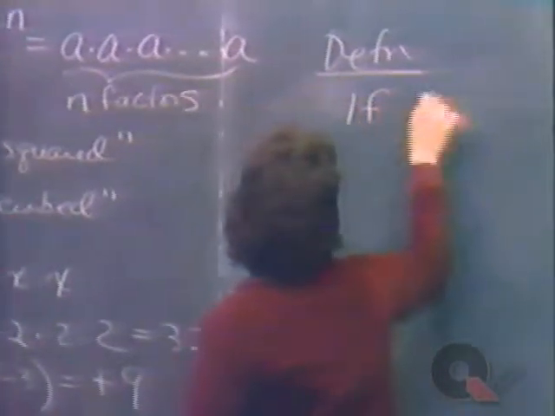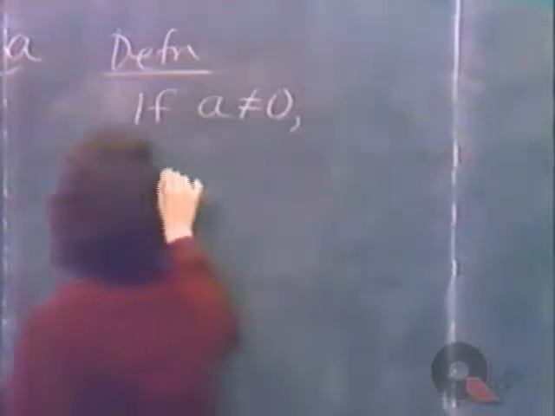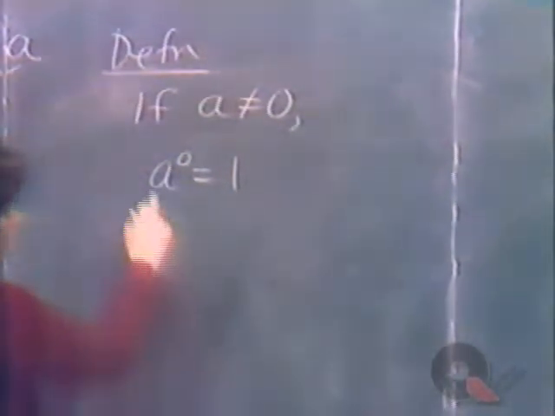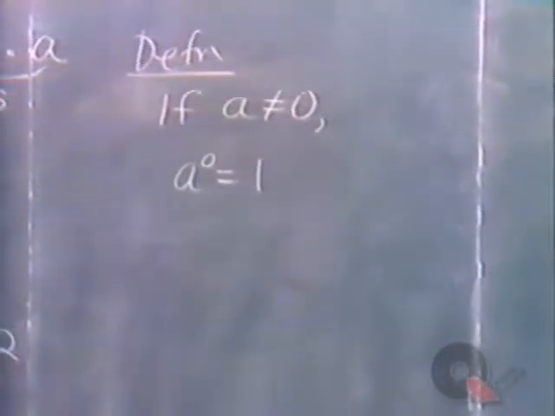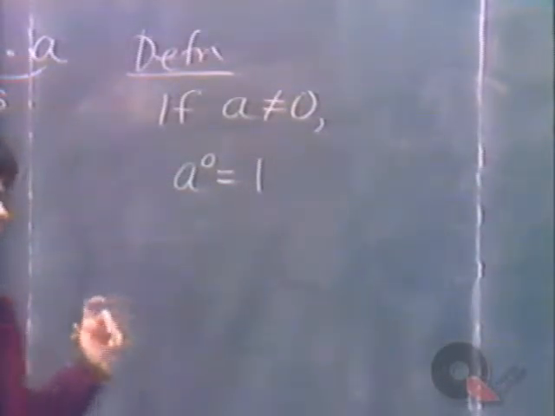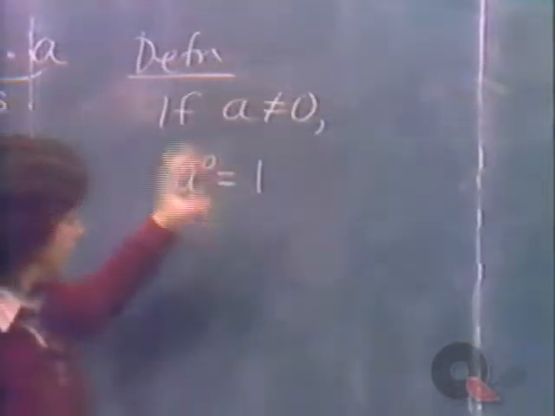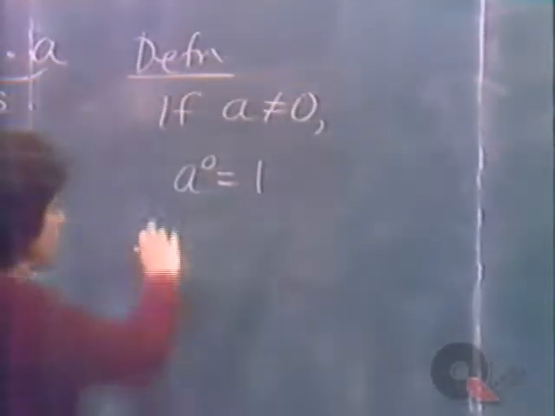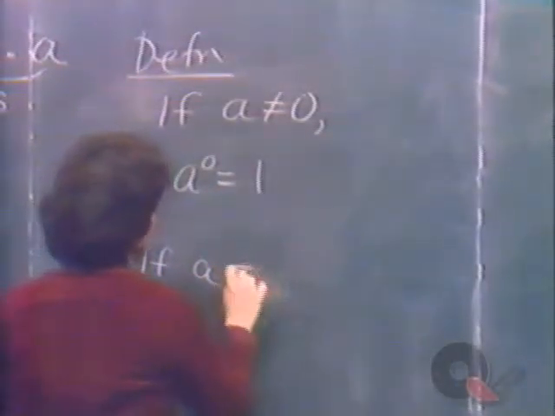If a is not 0, a to the 0 is defined to be 1. If you want a justification of this, I would suggest you look at the tape on zero and negative exponents in the elementary algebra sequence. Right now we are just defining a to the 0 to be 1. It's defined this way so that all the rules that you've had for positive exponents also work for negative and 0 exponents. A to the 0 is 1, if a is not 0.